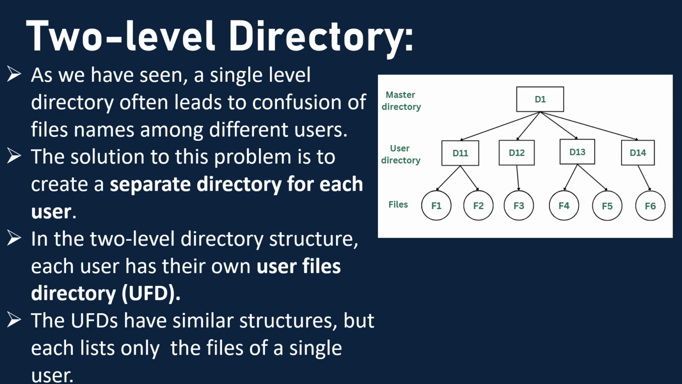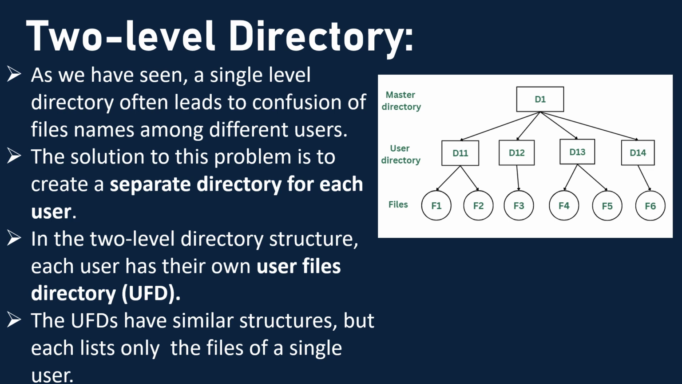Now coming to two-level directory, a single-level directory often leads to confusion of file names between different users. The standard solution is to create a separate directory for each user. In the two-level directory structure, each user has their own user file directory, UFD. Each UFD has a similar structure but lists only the files of a single user. When a user job starts or user logs in, the system master file directory is searched.